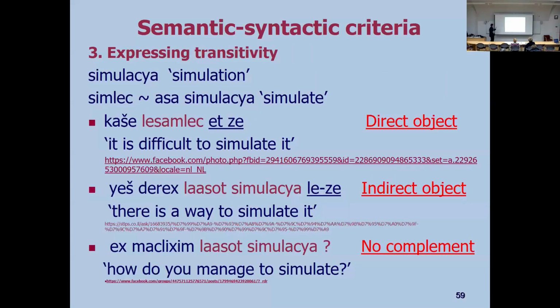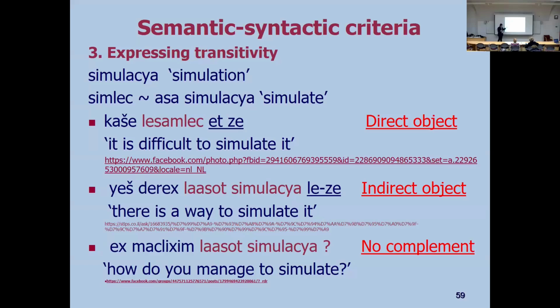Let me demonstrate it. Let's take the Hebrew loanword simulatia, which is simulation. So we have the verb simlets, and we also have the periphrastic construction asa simulatia, to do simulation. Now, here we have an example of a morphological formation. Kashe lesamlets et ze. It is difficult to simulate it. So here we have lesamlets, the derived verb, with a direct object, and we also have here the accusative particle et. Ze means this, and et has no meaning, it is just some sort of accusative marker.